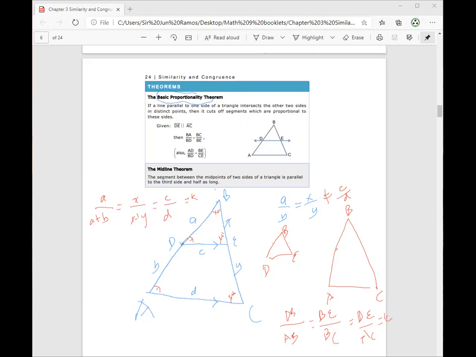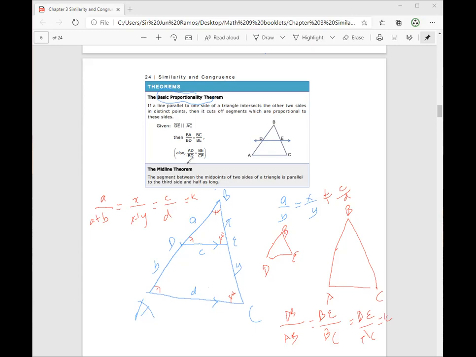These segments here are cut off proportionately and their lengths will be proportional. So A is to B, X is to Y. And if you take the two triangles that are similar, then you can state the proportionality in terms of the sides. So A is to the whole A plus B, X is to the whole X plus Y, and then C is to D.